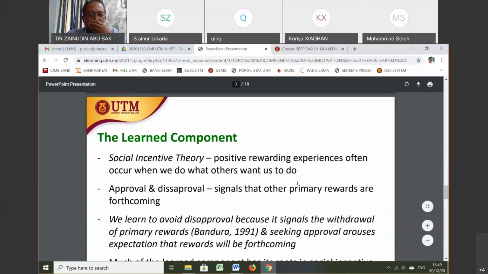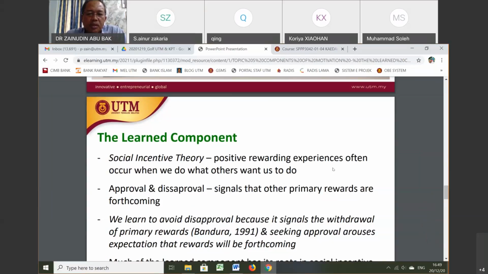Now, related to this one, in social incentive theory, we start talking about the rewards, the incentive. Positive rewarding experiences often occur when we do what others want us to do. So in social incentive theory, it is about how you feel, how the children feel, how the learner feels. Okay, that is social incentive learning theory. It's very, very important because of the rewards that we expect.